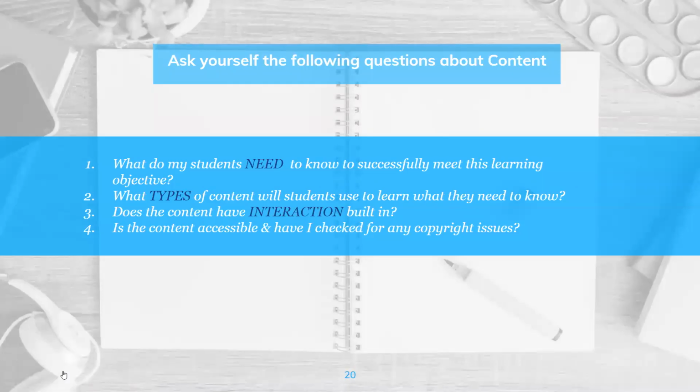So kind of to summarize, ask yourself the following questions about content. What do my students need to know to successfully meet the learning objective? What types of content will students use to learn what they need to know? Does the content have interaction built in? And is the content accessible? And have I checked for any copyright issues?